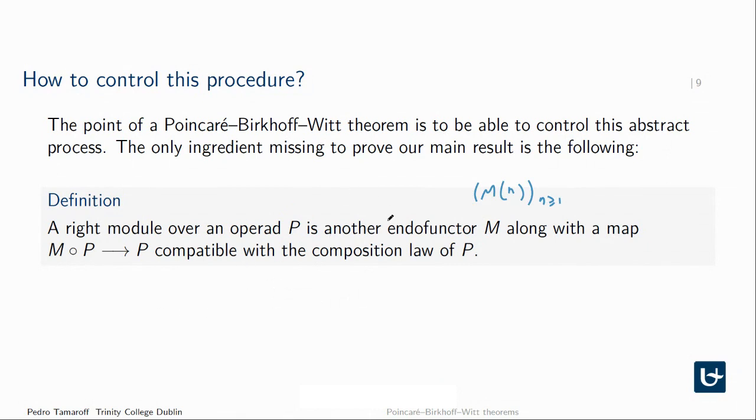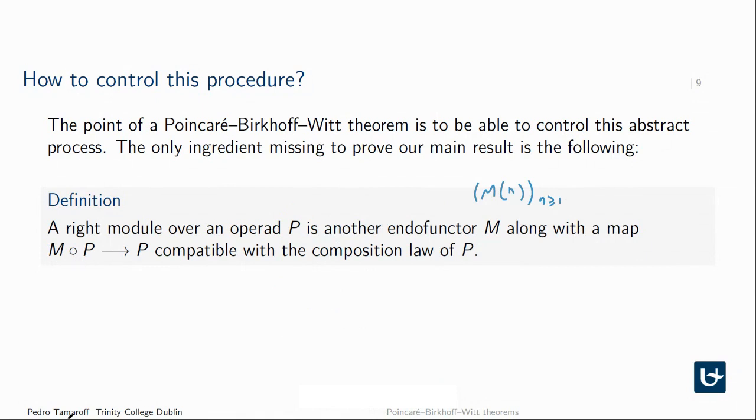So the last notion that we need is that of a right module over an operad. Operads have algebras that are things obtained by composing them here on the right. But for our purposes, we need to compose things on the left and act by them on the right from P.